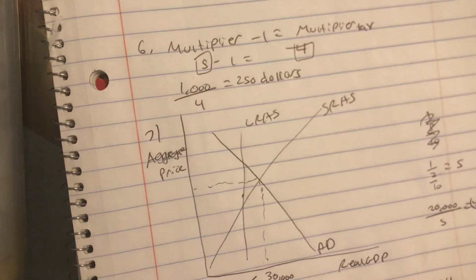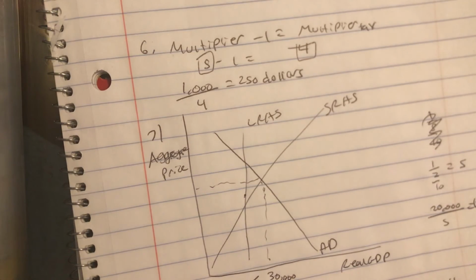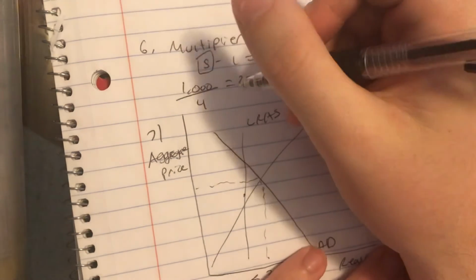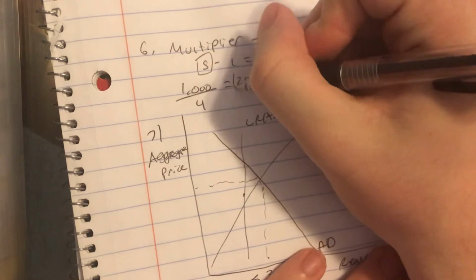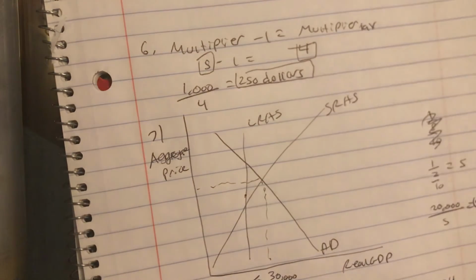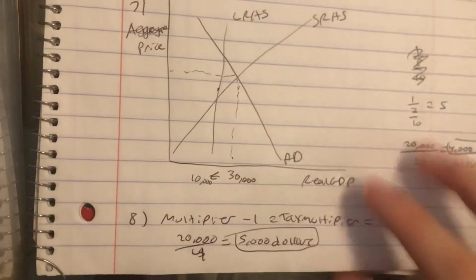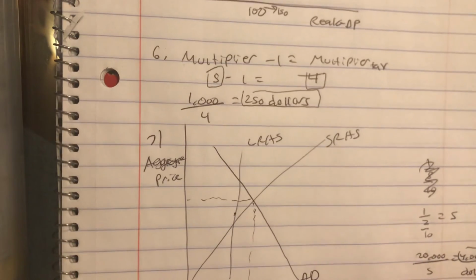So basically, if we take the 1,000 that we need to spend, and we divide that by 4, we get $250. So we should cut taxes by $250 in order for us to be out of a recession.